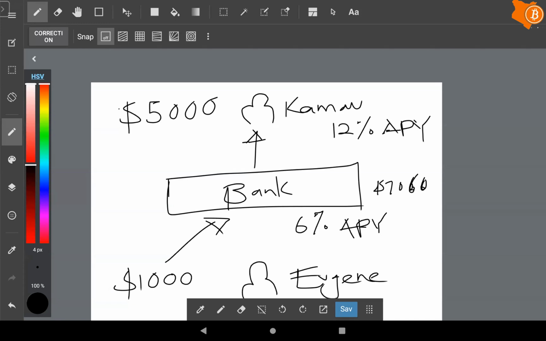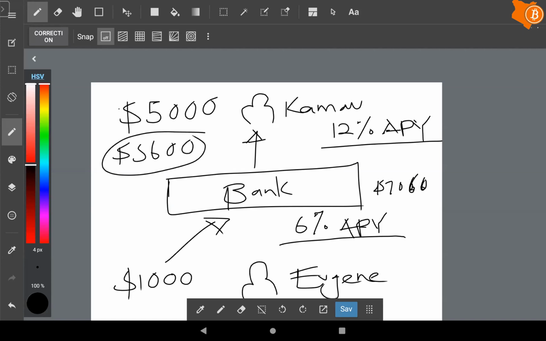But the key point here is, remember, Kamau took the money at a 12% interest rate. I gave the bank my money, and the bank said they'll give me a 6% interest rate for as long as my money stays with them within the year. Now, when Kamau comes back and pays the money, let me do the maths quickly. If Kamau pays the money back within the year at 12% interest rate, he'll pay back 5,600.